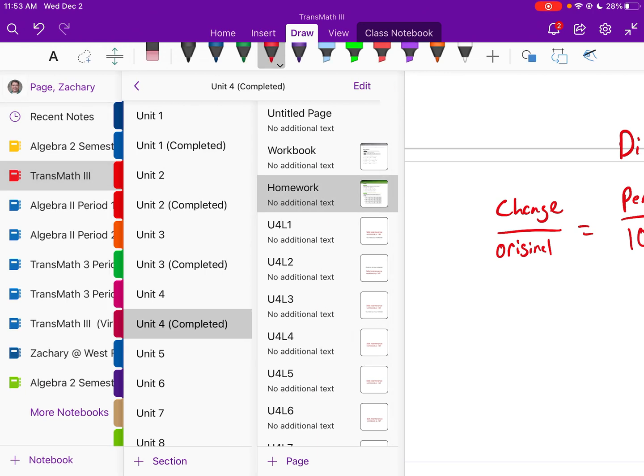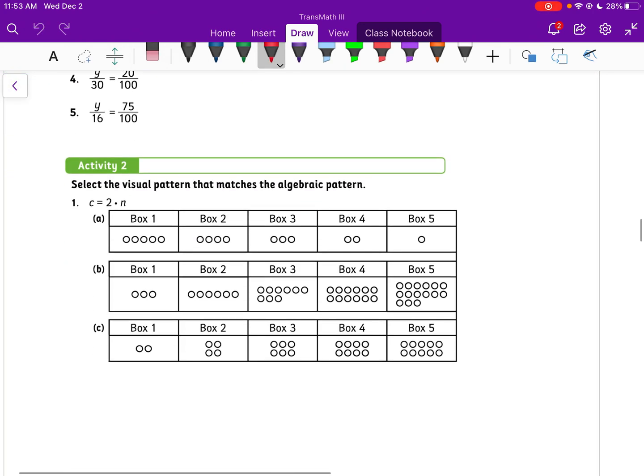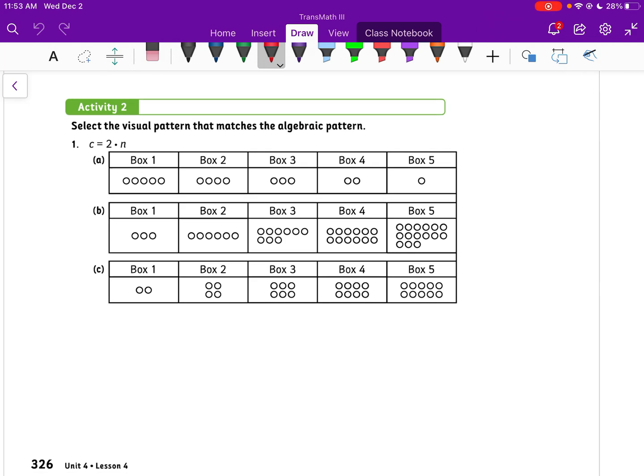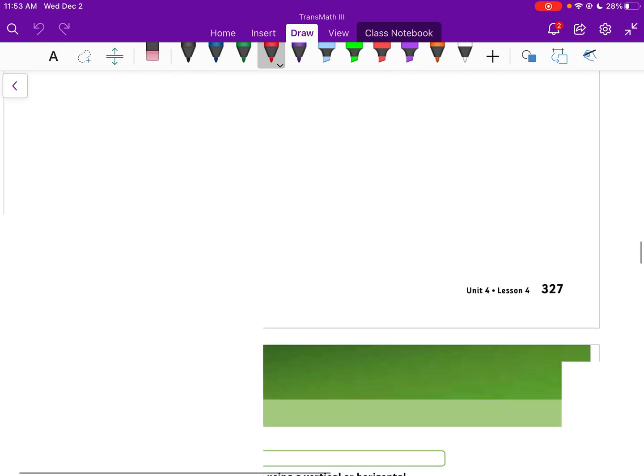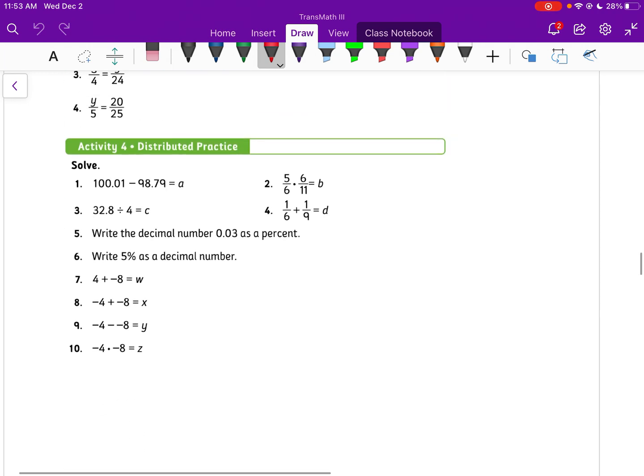That is lesson 4. So make sure on your homework, complete lesson 4. You got some proportions there to solve. Selecting the correct table for a pattern. And then more proportions, and then your distributed practice.